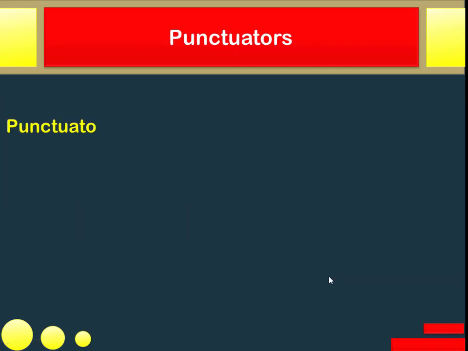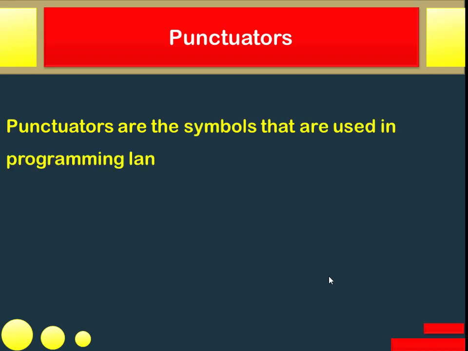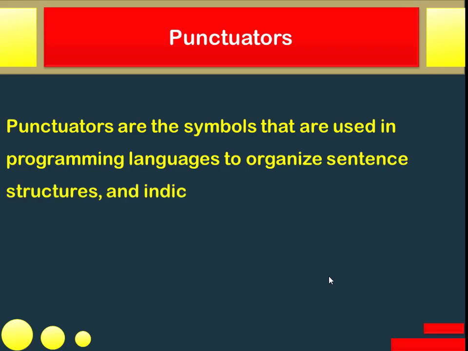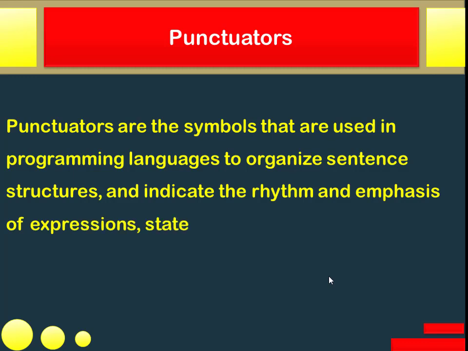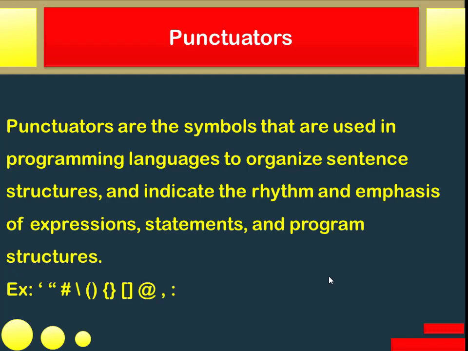Next come your punctuators. Punctuators are the symbols that are used in a programming language to organize sentence structures and indicate the rhythm and emphasis of expression statements and program structures. Examples of punctuators are these.